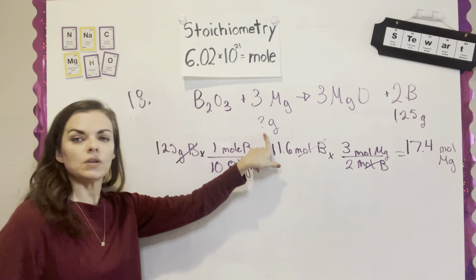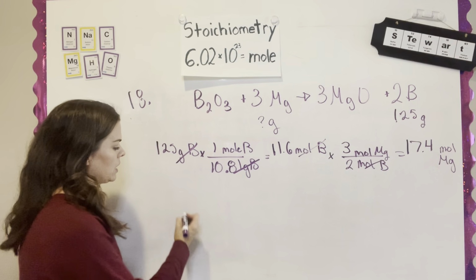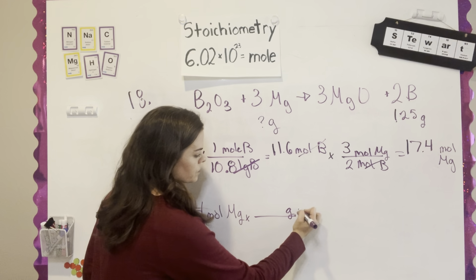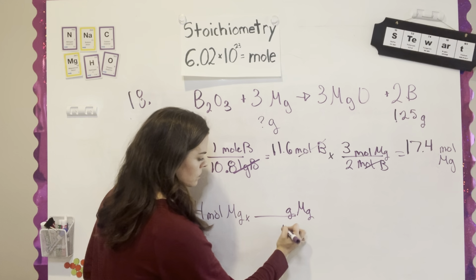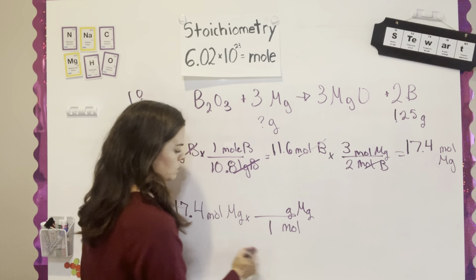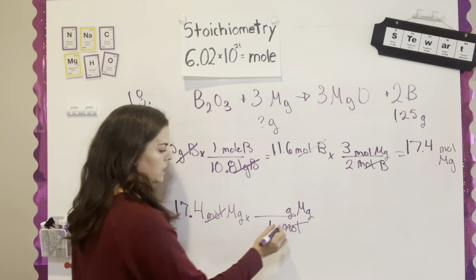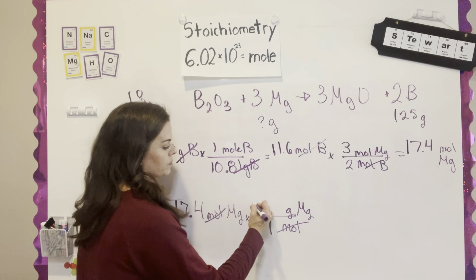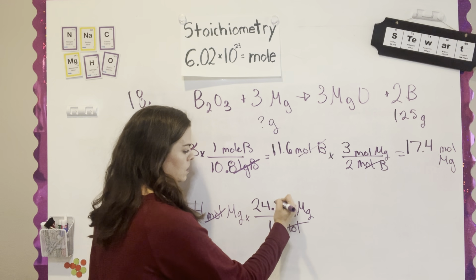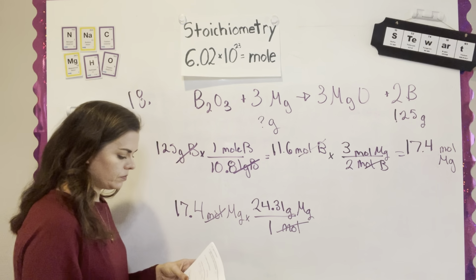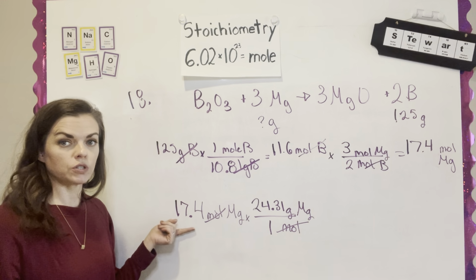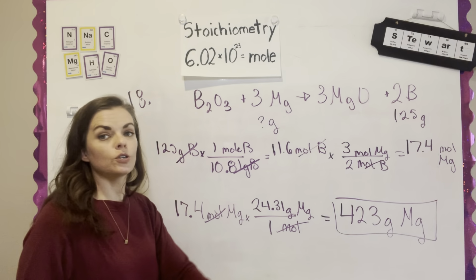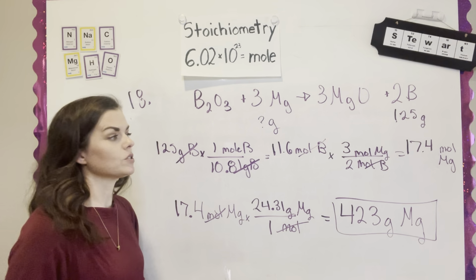Except it doesn't ask me for moles of magnesium, it asks me for grams of magnesium. I'm going to go to grams, and put moles on the bottom, so moles cancel out. And this is that molar mass from the periodic table. And you're going to end up with 17.4 times 24.31. You get a total of 423 grams of magnesium.